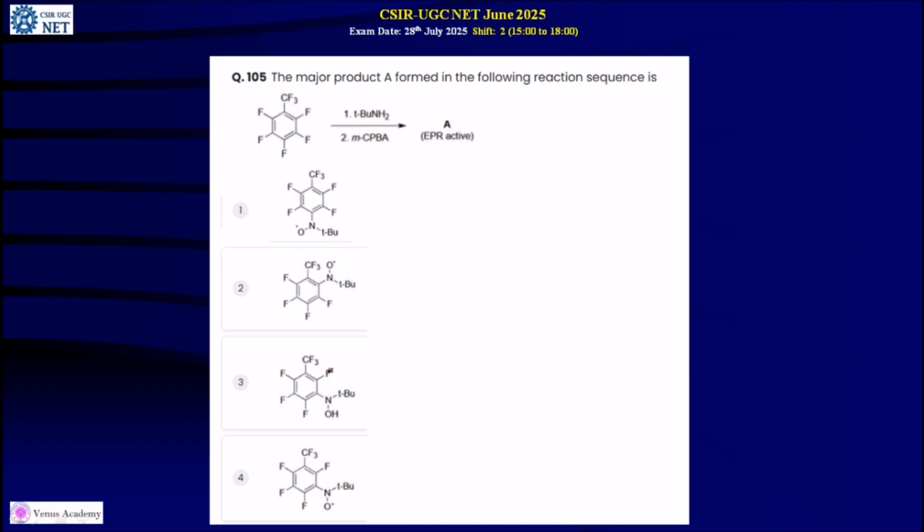Next, the major product A formed in the following reaction sequence is pentafluoro, trifluoromethane, tetrabutylamide, metachloroperbenzoic acid. So EPR active. So 105, option number 4, EPR active. So here it is giving UV spectra. So it is the product of 105. Question number 105, option number 4 is the correct option, students.